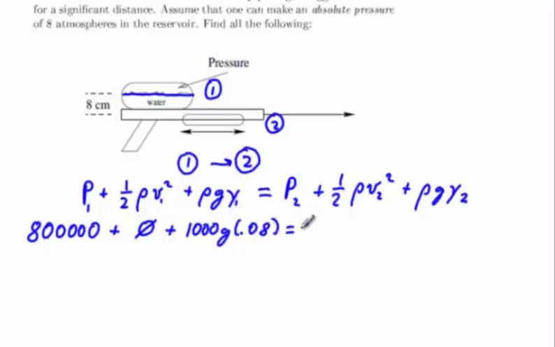Numerically, this last term is actually negligible in comparison to the 800,000. However, the problem was designed this way to serve as a reminder to check all three terms at each location: pressure, kinetic energy, and potential energy.